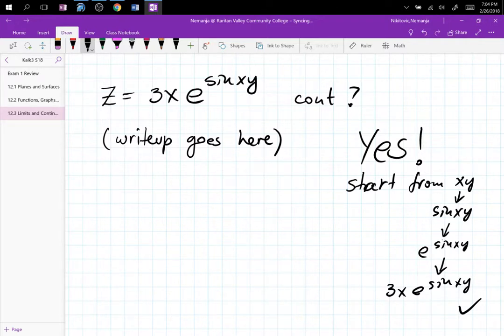Functions of 3 variables, 4 variables, 5 variables, just use more letters. Same rules. And that's it. I hope you're not disappointed. We'll take a short break. When we come back, partial derivatives. You'll be waiting for that one for a very long time.